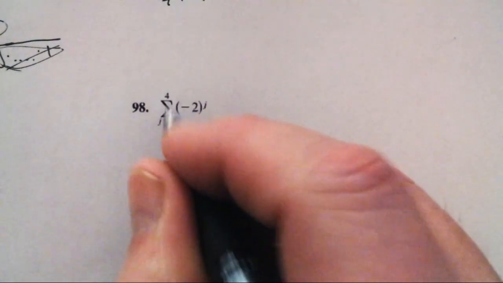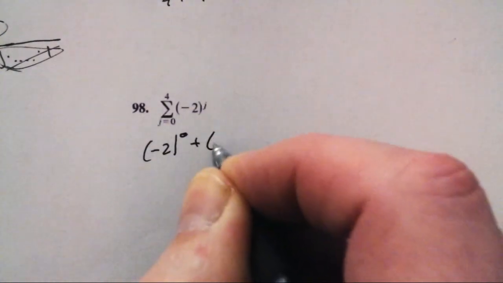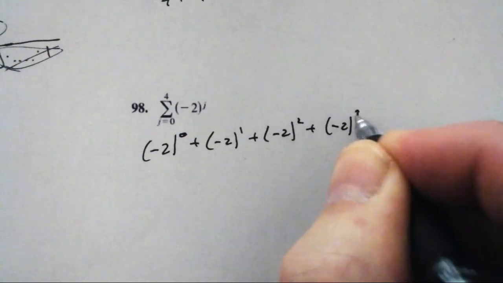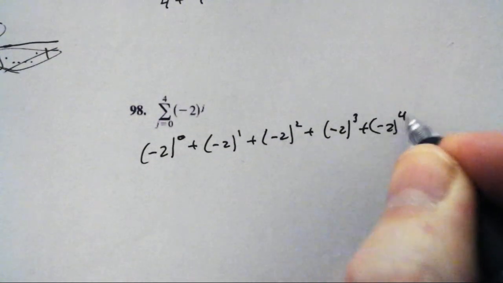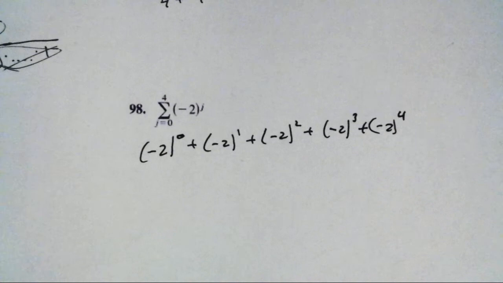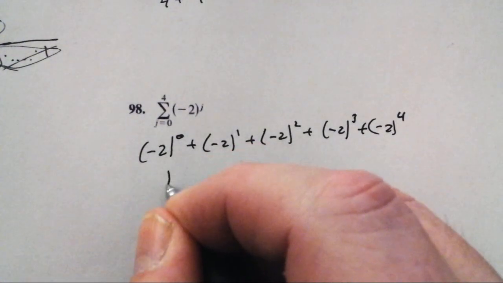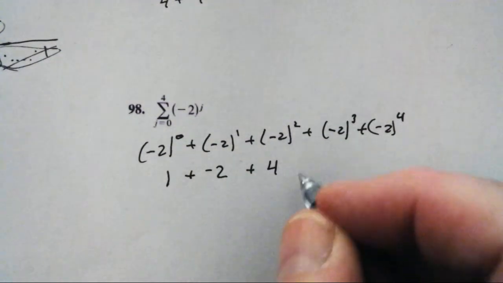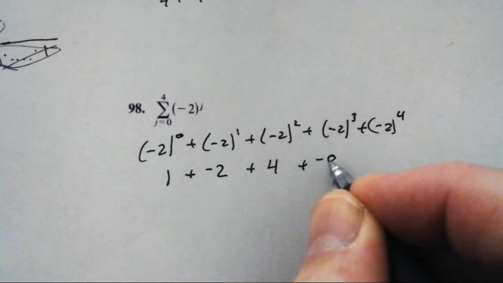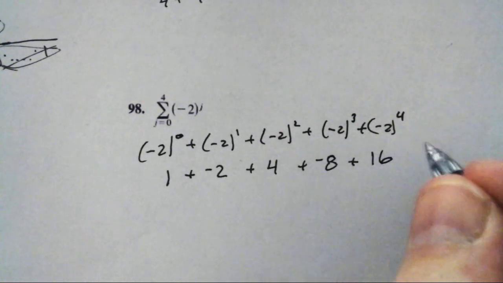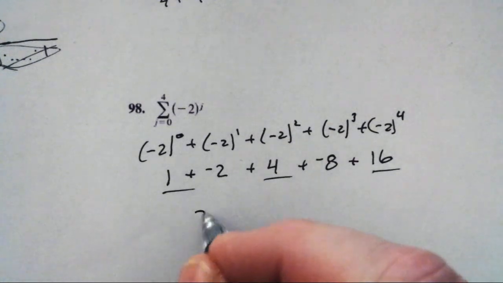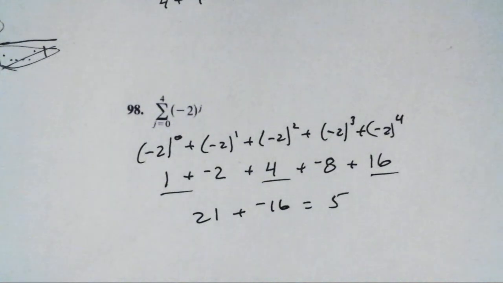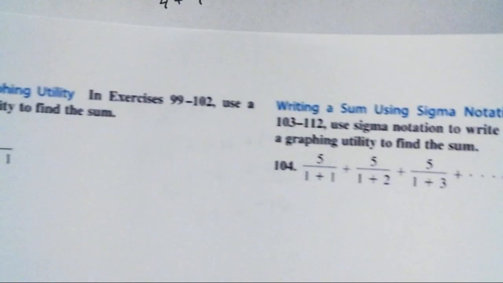So here I get from 0 to 4, -2 to the 0th plus -2 to the 1st plus -2 to the 2nd plus -2 to the 3rd plus -2 to the 4th. And these are really tame. It would be a lot worse if that was a much, much bigger number. Let's see, -2 to the 0th, 1, plus -2 to the 1st, -2, plus -2 to the 2nd, 4, -2 to the 3rd, the negative survives, -8, and -2 to the 4th, 16. Positives, I've got 21. Negatives, I've got 16. Answer, I've got 5.